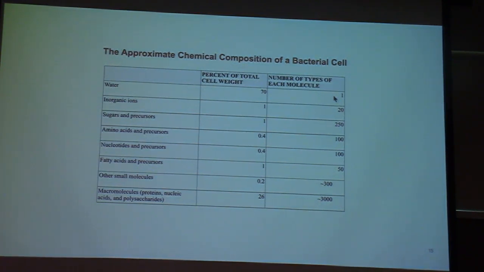While water makes up 70% of the total mass of the cell, come down here to large molecules: proteins, nucleic acids, and polysaccharides. There you have 96% by mass of the total mass of the cell. But in this case, there are 3,000 different kinds. And so, mercifully, we are spared having to learn all 3,000.